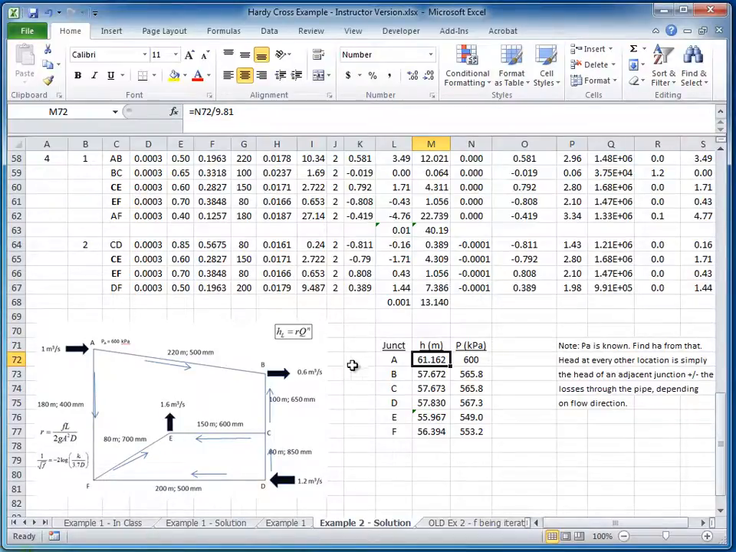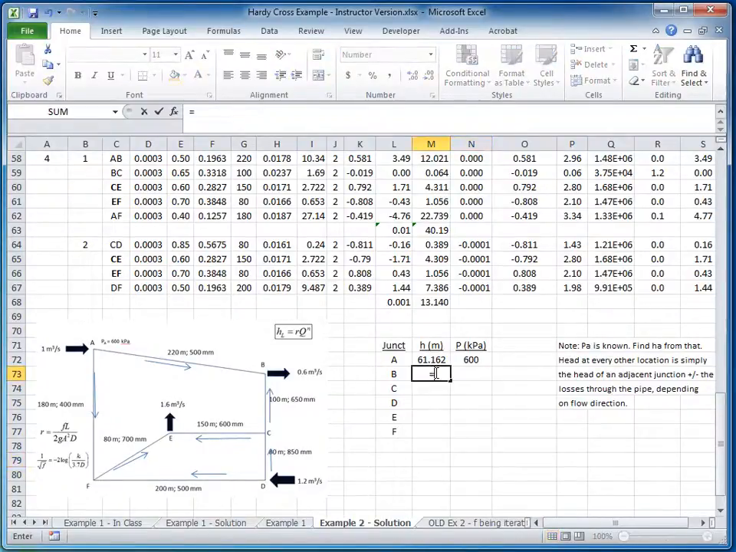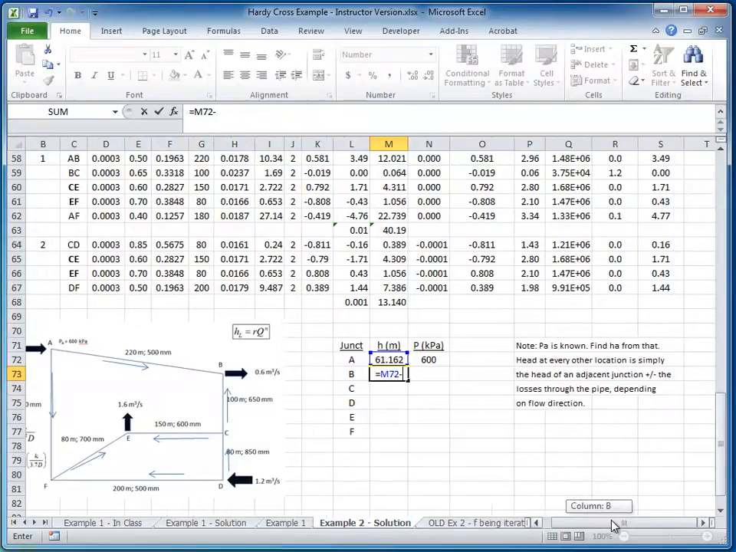So that being the case, I know there has to be less head at B. So therefore, the amount of head that there is at B, let me just delete all these so I'll demonstrate how you actually do it. It is the head that there was at A minus the head loss through pipe AB. And so if I find the head loss through pipe AB, there it is.